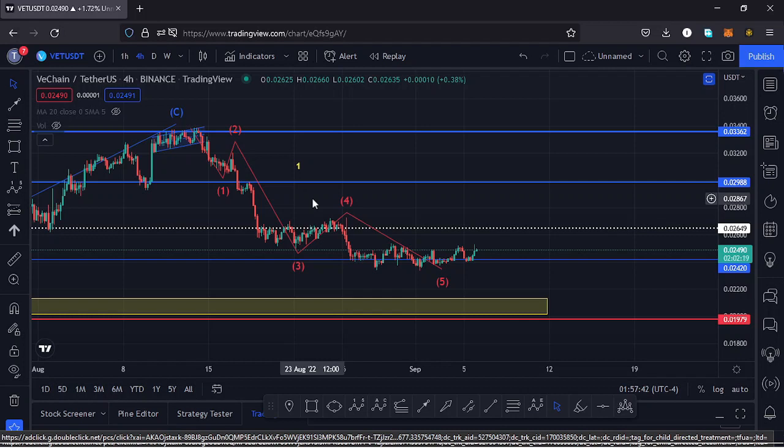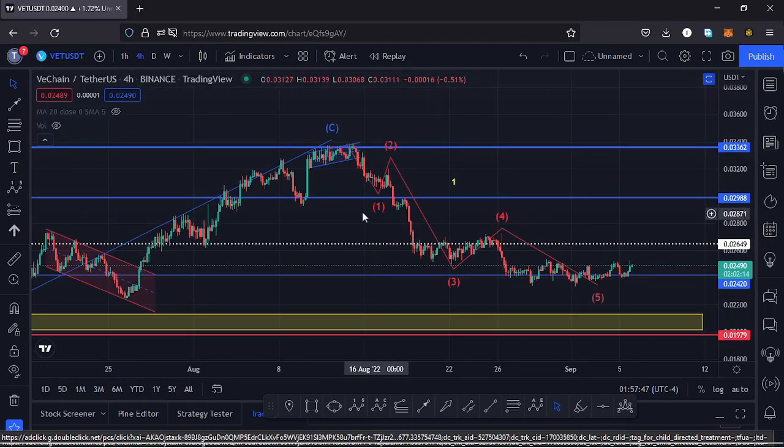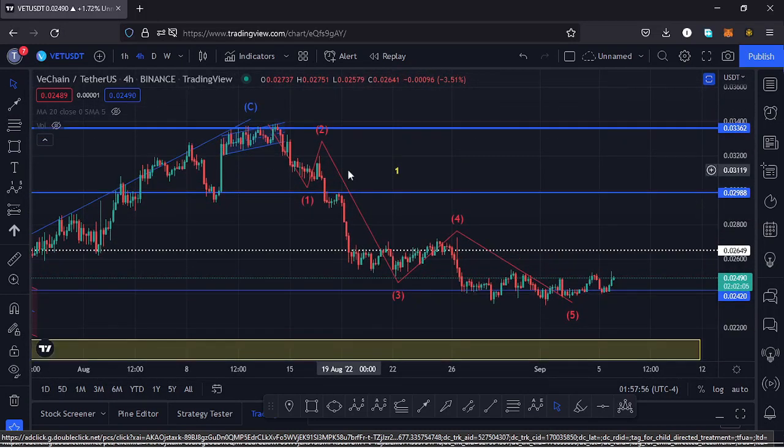And if I get a little bit into the details so that you can also get an understanding of what I mean, after getting rejected at around the $0.03362 mark, we have been seeing Vechain move to the lower side in this 5-wave structure over here, and we have seen our wave 1, wave 2.